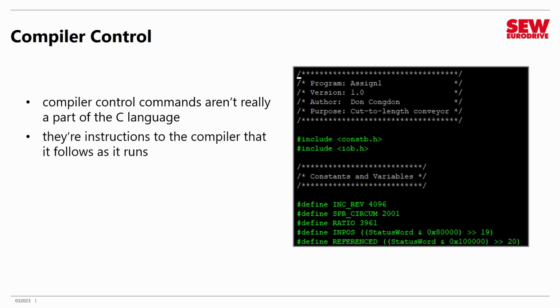And there are a whole bunch of them. We've already looked at the include compiler control statement. You can see a few others here called define down lower. We'll be learning others as we go along. They always begin with a pound symbol and then the word right after them, no space.